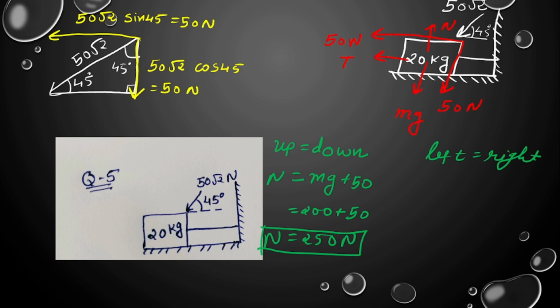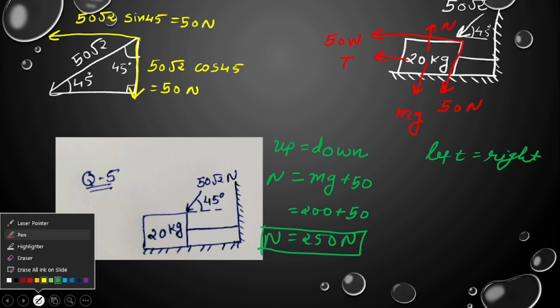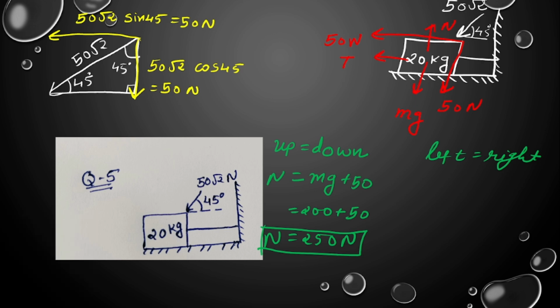Okay, left equals right. My little mistake over here is that tension is not in this direction, but tension is in this direction. Okay, so left equals right. Left is 50, right is tension, so tension will be 50 Newton in rightward direction. Okay, am I clear?